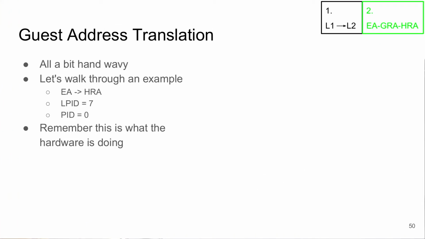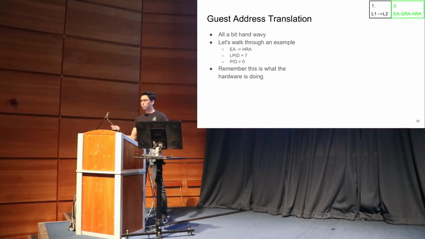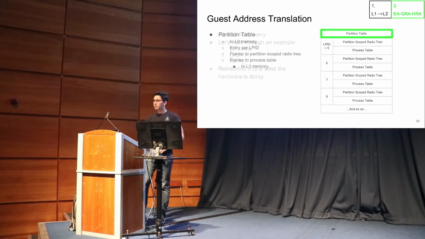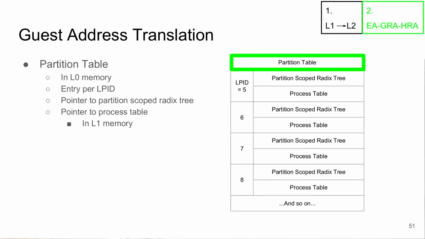Now that might have been a bit hand-wavy, so let's go through a quick example of what the hardware does to get from effective to host real address. And I'm going to use an LPID of 7 and a PID of 0 here. They're just numbers I picked out of nowhere. So we have this partition table in level 0 memory with an entry per LPID.